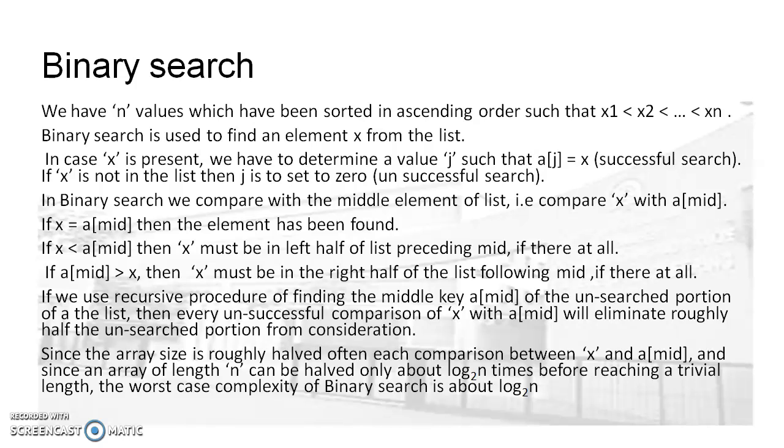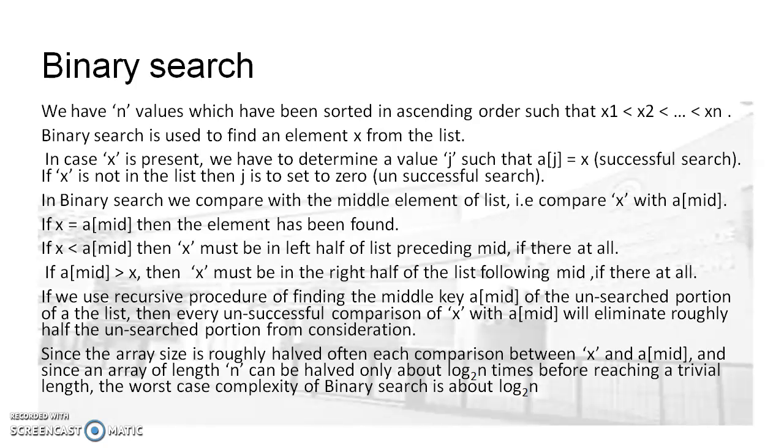But if the case is that x is greater than the element present at the mid position, then we narrow down our search only to the right half of the list and we discard the left half of the list. To this right half of the list, we again apply divide and conquer strategy and divide it into further sublists.